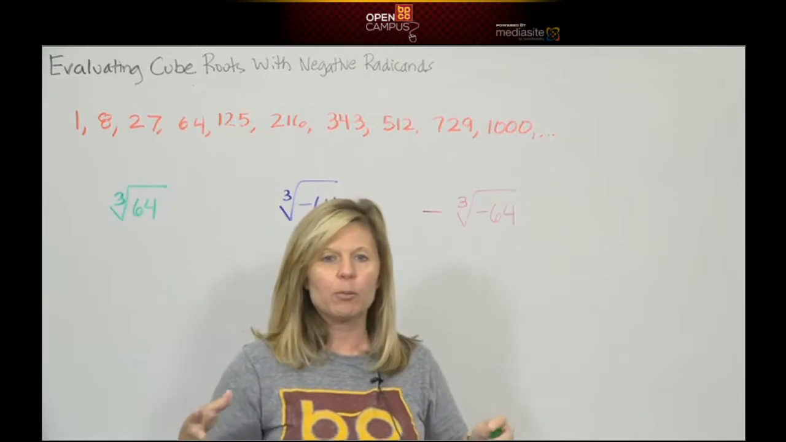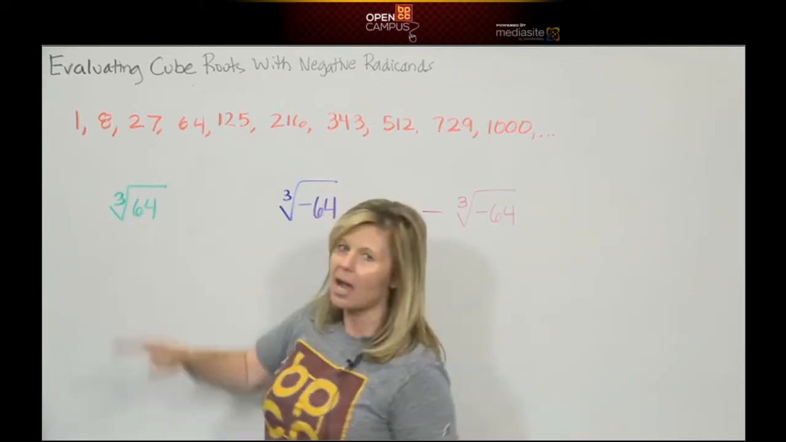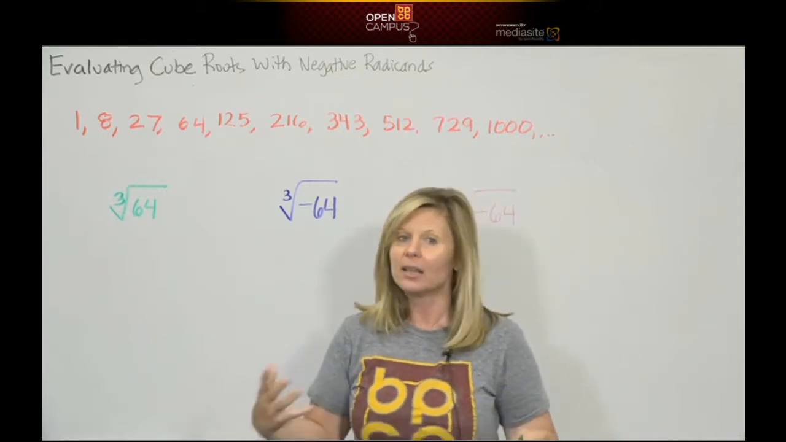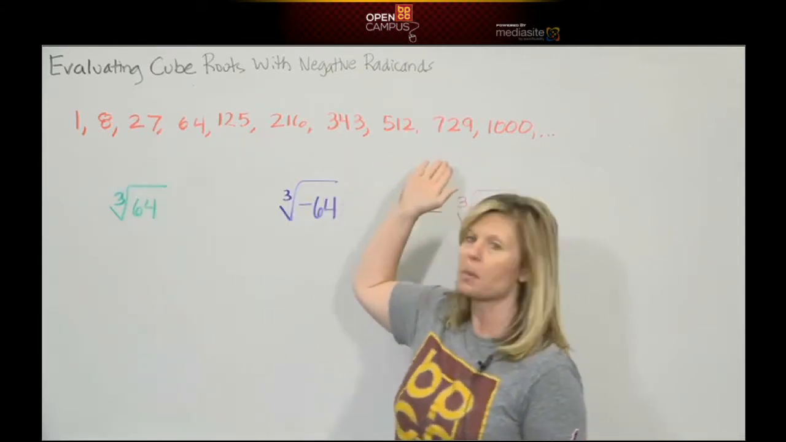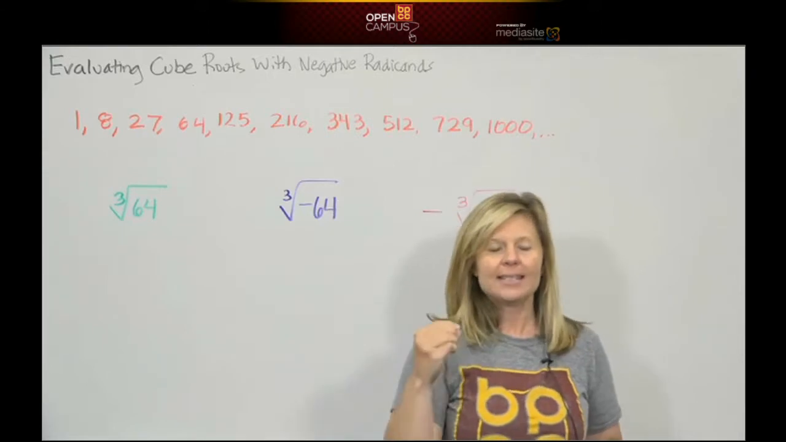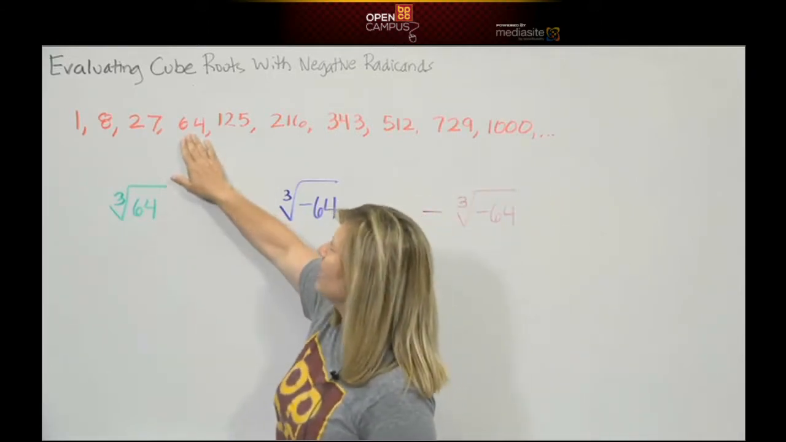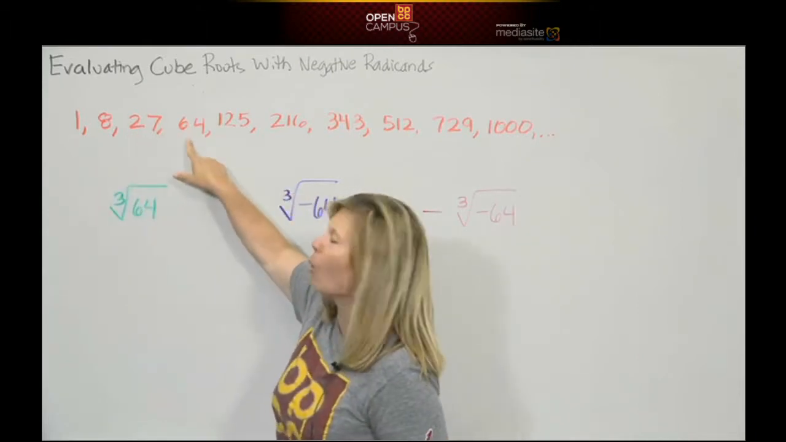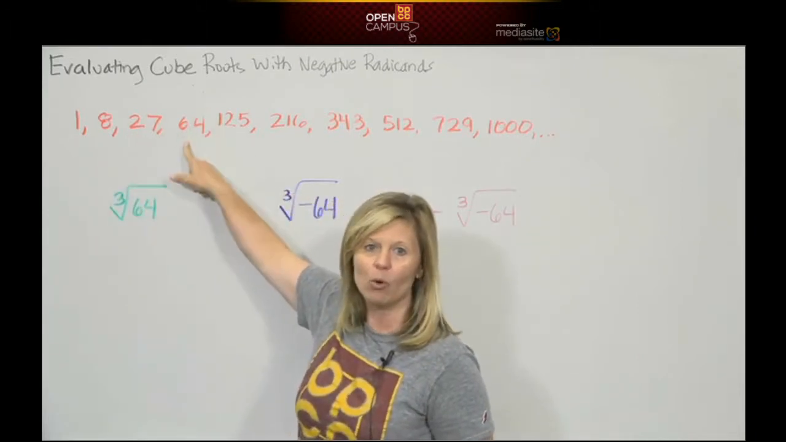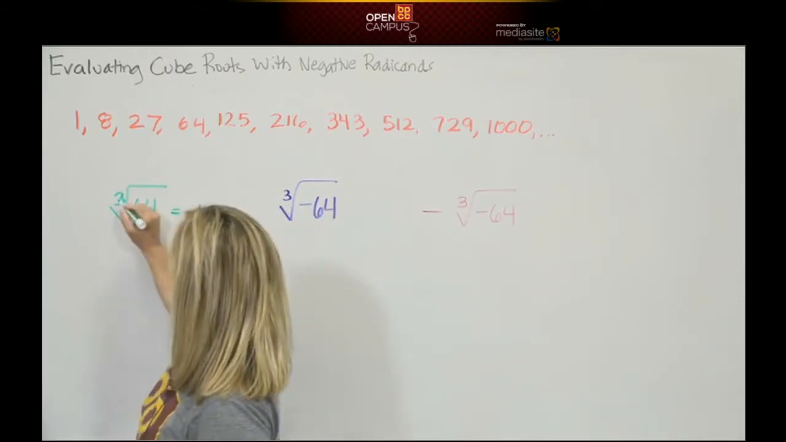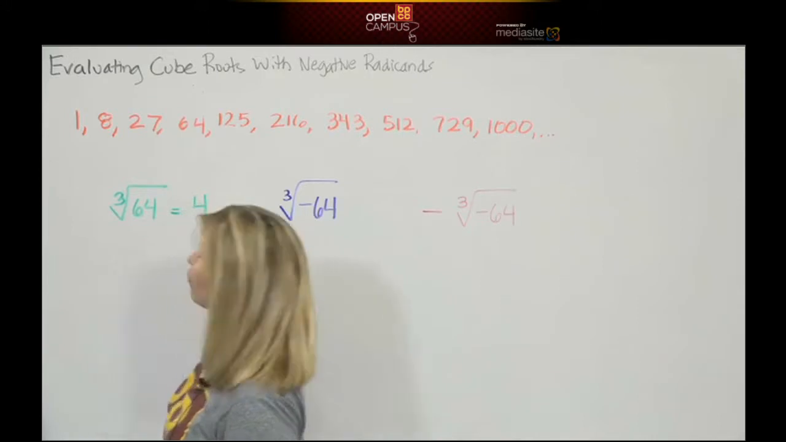So to do a cube root, you want to make sure what's inside the radicand is a perfect cube, which means, ladies and gentlemen, you have to have this list memorized. Is 64 on the perfect cube list? It sure is. It's right here. It's 1, 2, 3, 4. So 4 times 4 times 4 is 64. So we would say the cube root of 64 is 4.